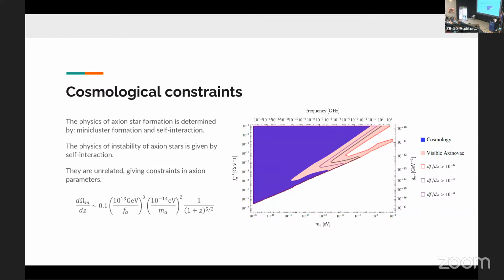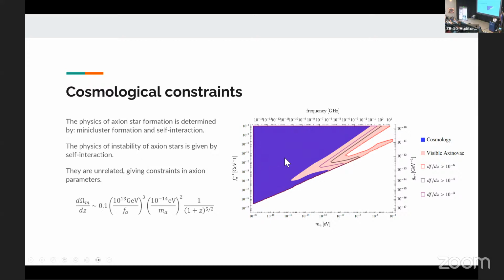So basically, this is a final plot. The message I'm trying to deliver here is that the physics of axion stars is very unique, because on the one hand, you have the star formation rate determined by gravity, self-interaction, and cosmology, which is the minicluster formation. And the physics of the instability of axion stars is simply given by self-interaction. They're unrelated, and presumably this will give you a constraint. And you can actually relate the matter conversion rate to axion parameters. And this is a very rough estimation.